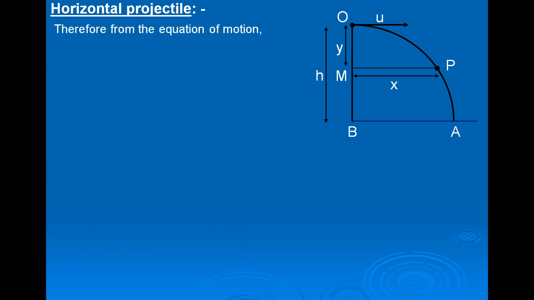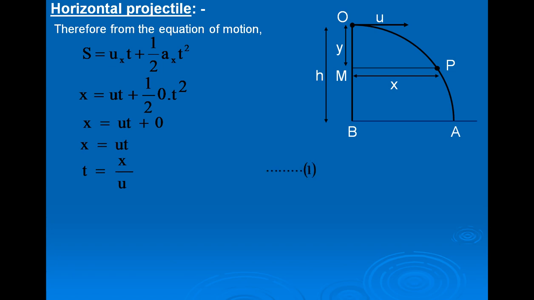Therefore, from the equation of motion, s is equal to uxt plus half axt square. Putting the values, we get x is equal to ut plus half into 0 into t square. Now 0 into something is 0. Therefore, x is equal to ut, or t is equal to x upon u. Call this equation number 1.